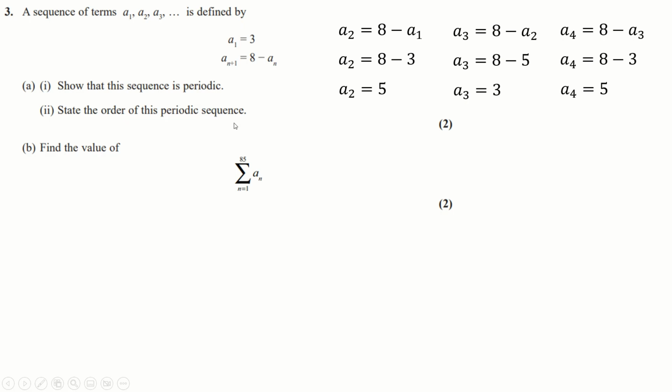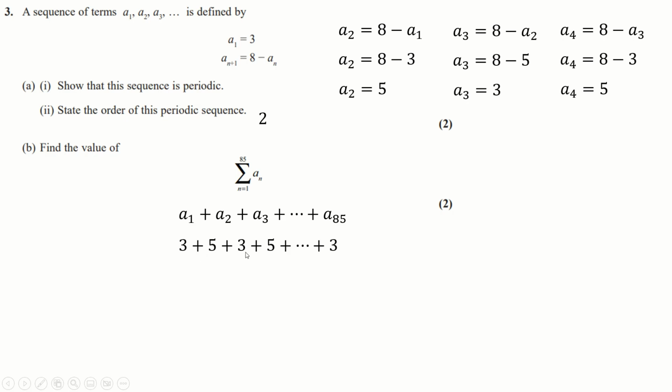And that's enough. You can just say it goes 3, 5, 3, 5. The period of the sequence is 2, because it's every 2 it repeats. Find the value of the sum of these. So this is just A1 plus A2 plus A3 and so on. But A1 is 3, A2 is 5, A3 is 3, A4 is 5. So this is just a bunch of groups of 8 added together. Now the last one is A85. Now that's an odd number, and the odds correspond to 3. The evens correspond to 5. So this last one will be a 3.